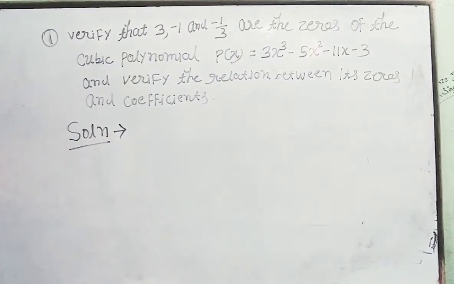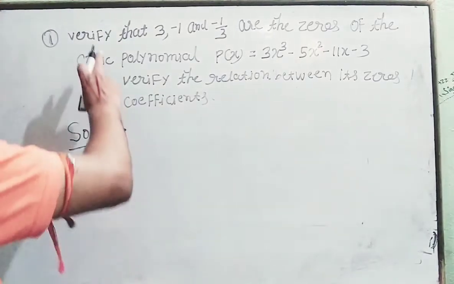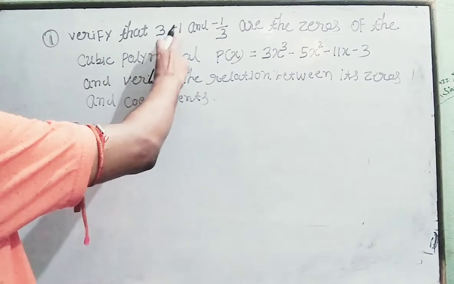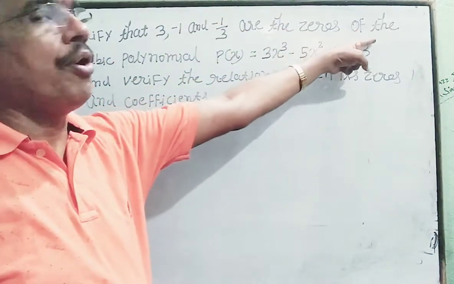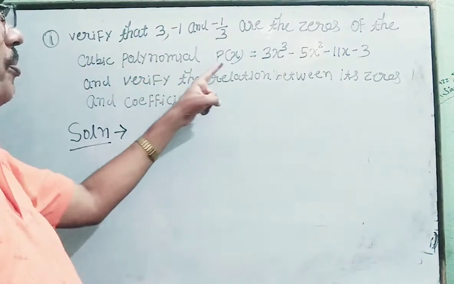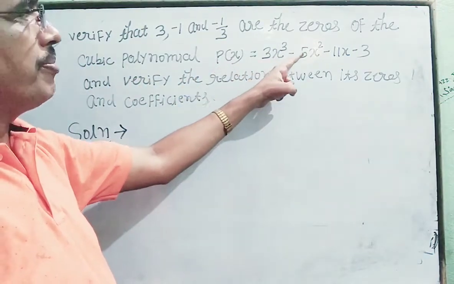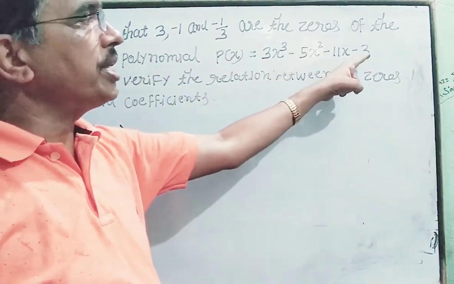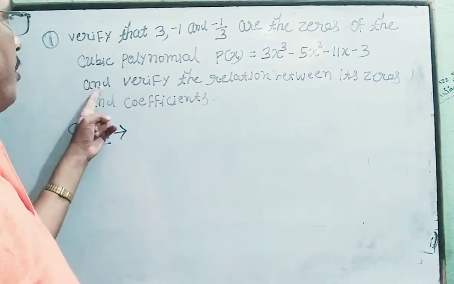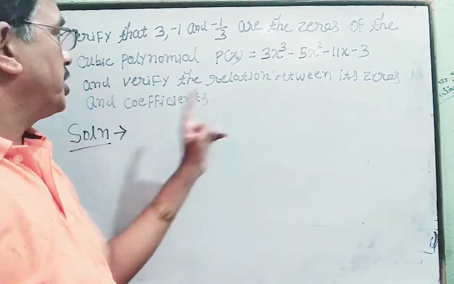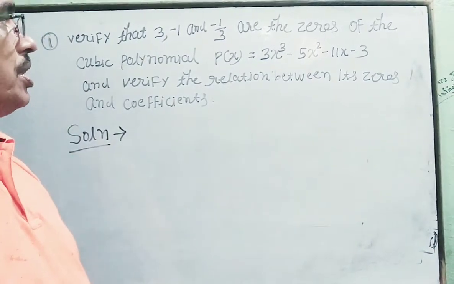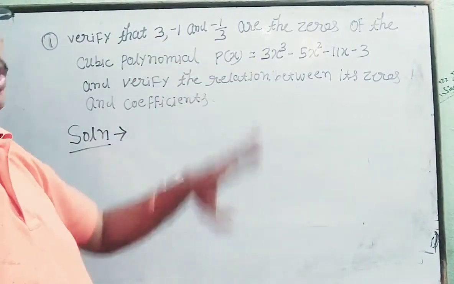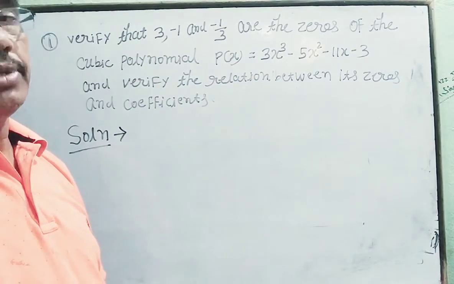Now see the first example of exercise 2b: verify that 3, minus 1 and minus 1 by 3 are the zeros of the cubic polynomial p(x) is equal to 3x cube minus 5x square minus 11x minus 3, and verify the relationship between its zeros and coefficients. There are two parts in this question. First, find whether they are zeros or not. So one by one we check it.